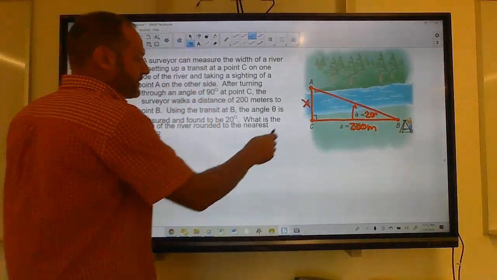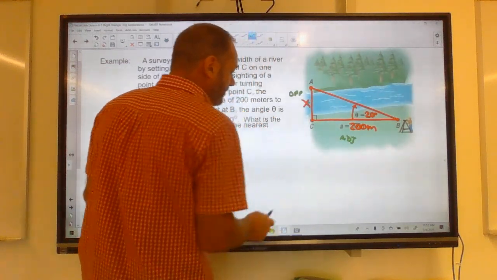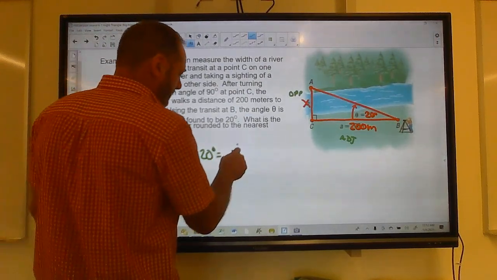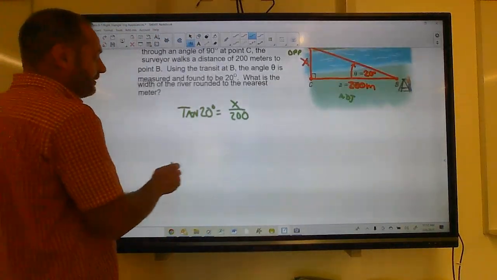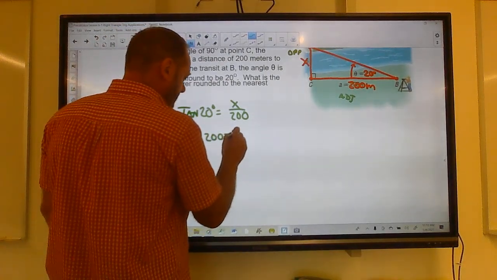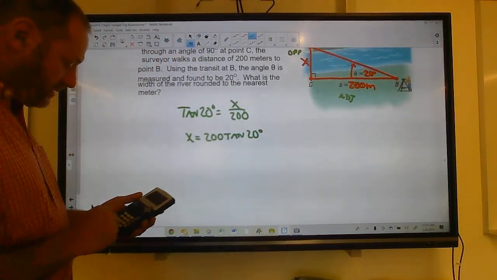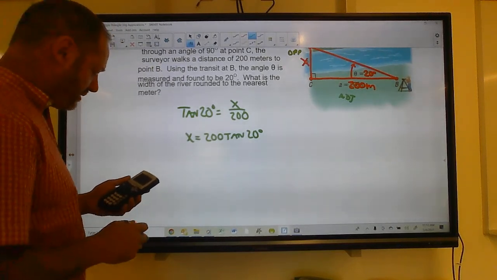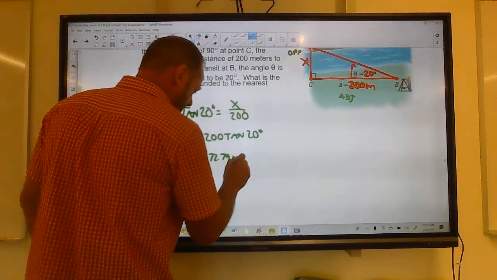So the distance across the river, this is the side opposite right here. This is the side adjacent. So he can use the tangent. The tangent of 20 degrees is the opposite over the adjacent. Now that's simple to solve. Multiply both sides by 200, so x is going to be 200 times the tangent of 20 degrees. And then 200 times tangent of 20 on the calculator comes out to be approximately 72.79 meters.